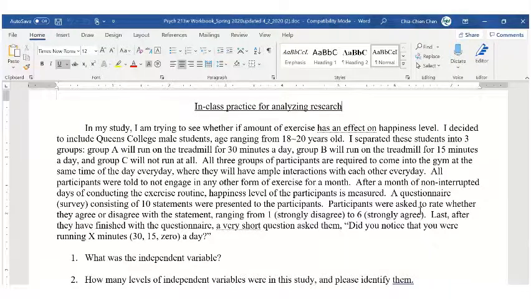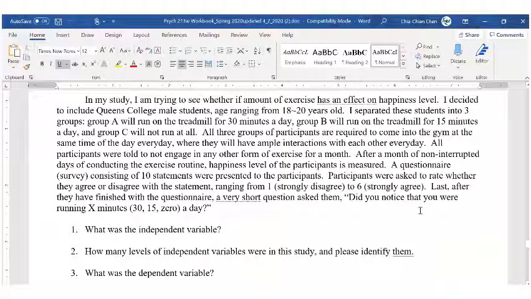So what is the independent variable? If you think the independent variable is the amount of exercise, or the amount of running in minutes, you are correct. And it has three levels. Number two is asking how many levels there are. There are three levels: group A, B, and C, in which group A ran for 30 minutes a day, group B ran for 15 minutes a day, and group C ran 0 minutes a day.